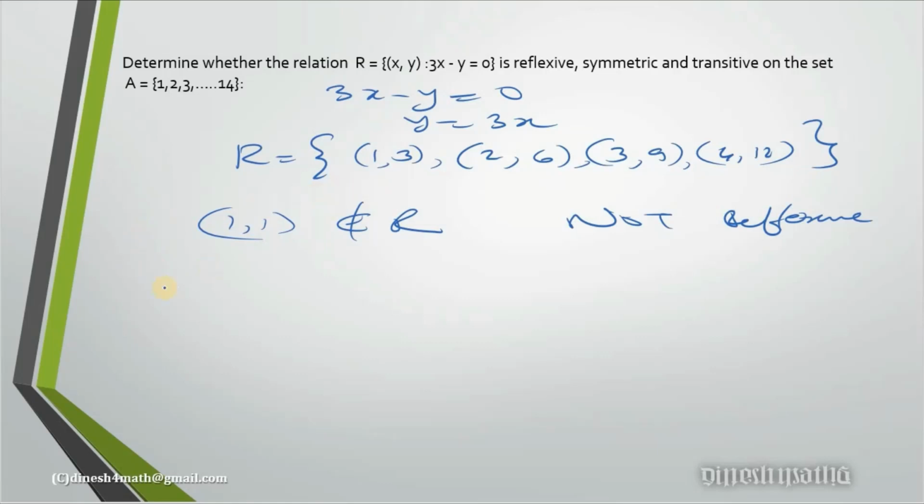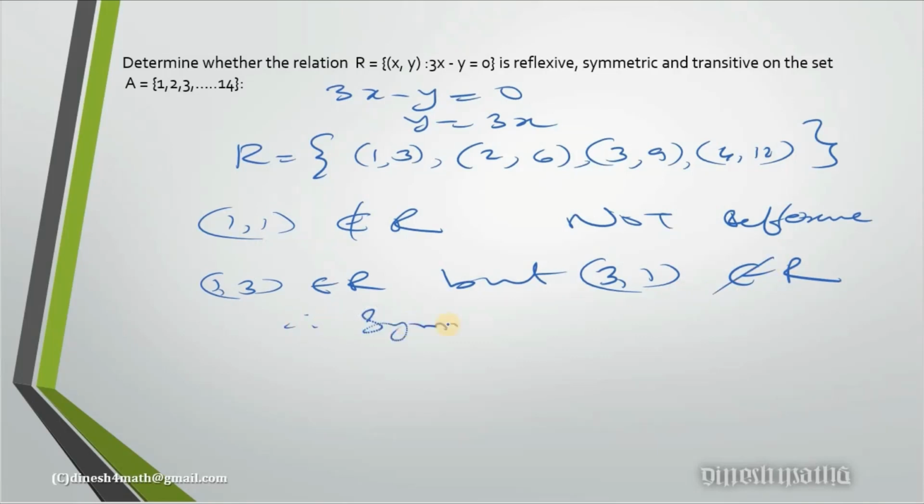Now see the next one. Is it symmetric? You can see (1, 3), but there is no (3, 1) in the given relation, right? So write the same thing. (1, 3) belongs to R, whereas (3, 1) does not belong to the given set. (1, 3) is an element, whereas (3, 1) does not belong to it. Therefore, it is not symmetric.